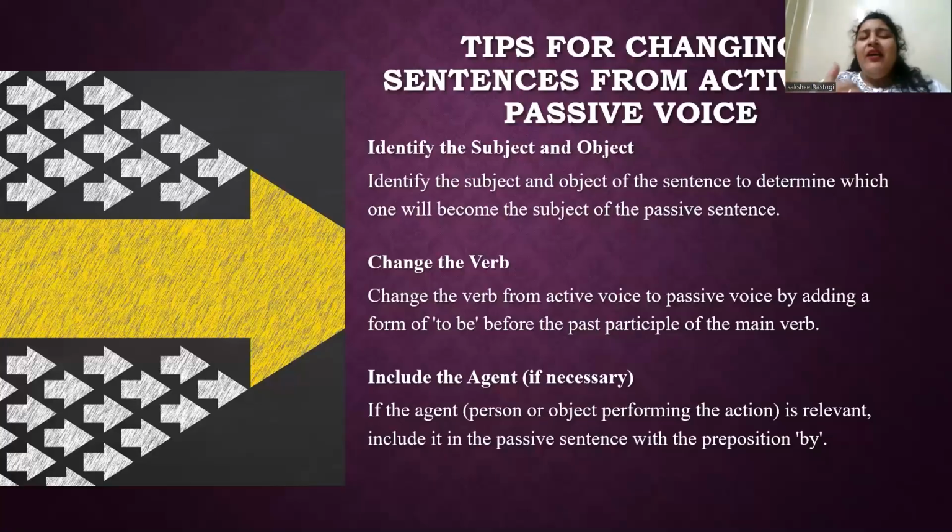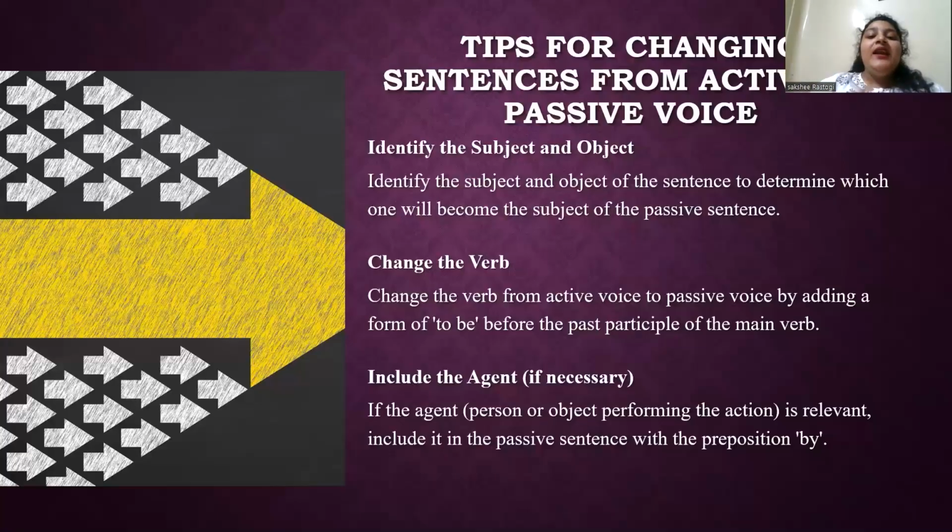So I have some more examples related to active and passive voice. In active voice, the dog bites the man. Converted into passive voice, the man is bitten by the dog. The teacher teaches the student. So the student is taught by the teacher. The company will launch the product. The product will be launched by the company.